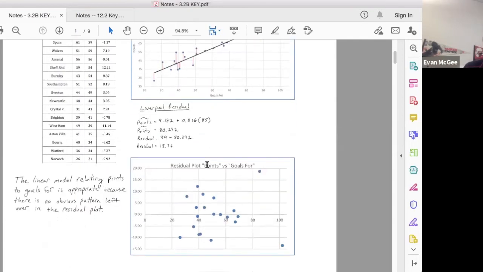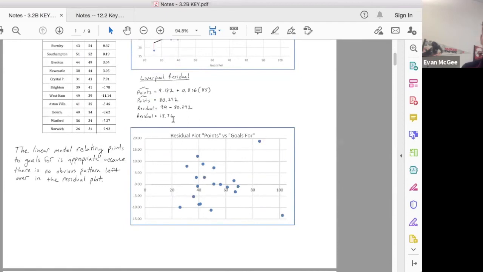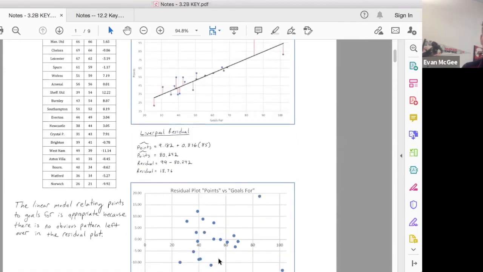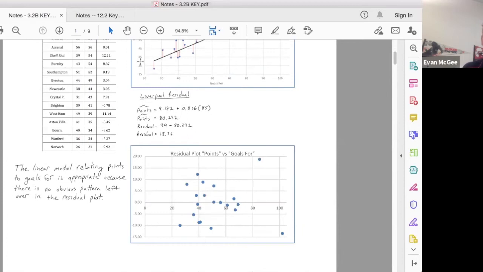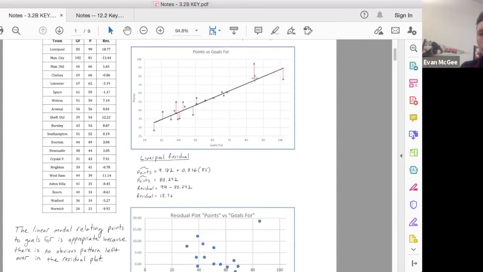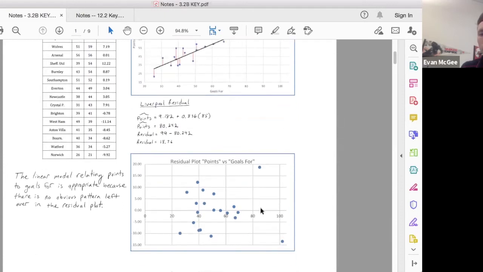The next thing we need to know is the purpose of a residual plot. So here's a residual plot. It has the normal x-axis, so it shows the number of goals for here, and then it shows the residual for every point. This red line right here is the distance. It would be the residual, and you'd plot that. So here's Liverpool's residual, positive 18.24. And we did it for every other point as well. The purpose of this residual plot is to answer the question, is this linear model appropriate?